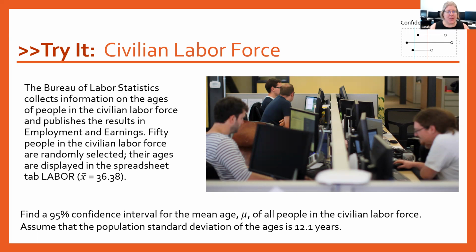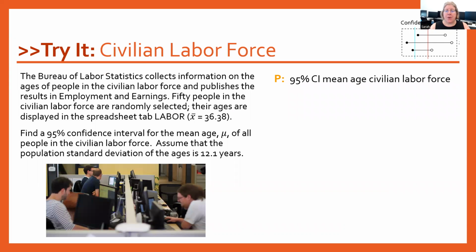All right, so let's go through this together. So the P, the parameter statement: we're finding a 95% confidence interval, mean age, civilian labor force. So anything along those lines that'll help you know what the confidence level is, and a little bit of context, is a great thing to write down.